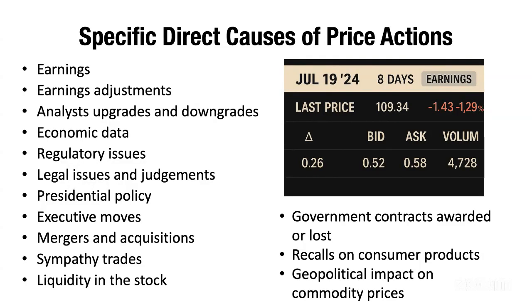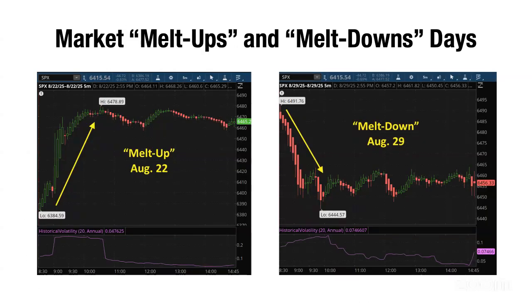But liquidity in stock is also a big deal too, because it's not just in the options we trade, but there may be stocks that just are not as liquid. So when they get a lot of buying and selling, it can move the stock price. Government contracts awarded or lost for those companies that deal with the government, both U.S. and foreign governments. You also have recalls on consumer products. And when you get to commodity prices in the oil and natural resource area, geopolitical issues can also impact that. And you can go on and on. There are plenty of specific causes of price moves we're generally aware of when they come out. And then some days it's just the market melts up and the market melts down.